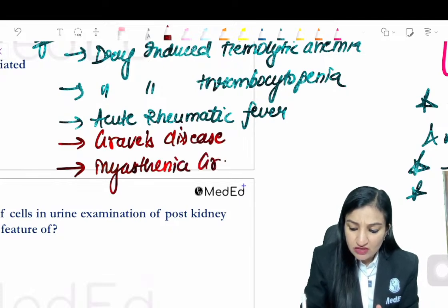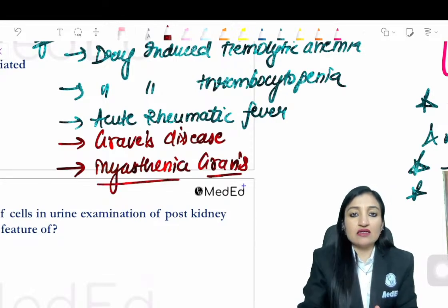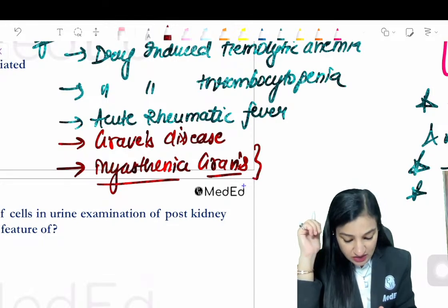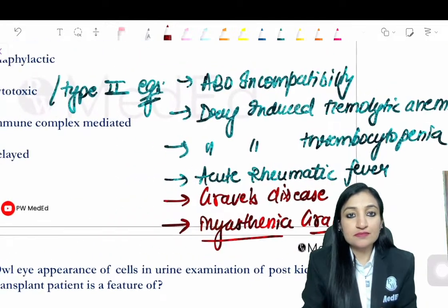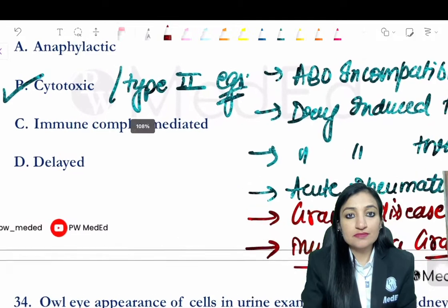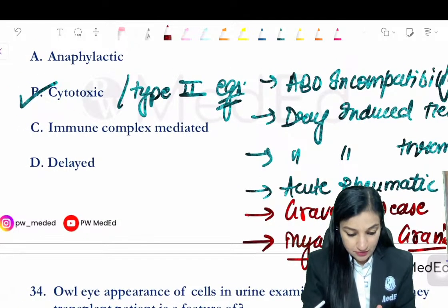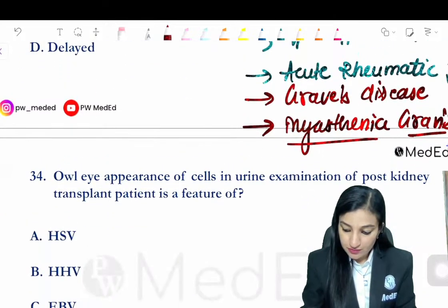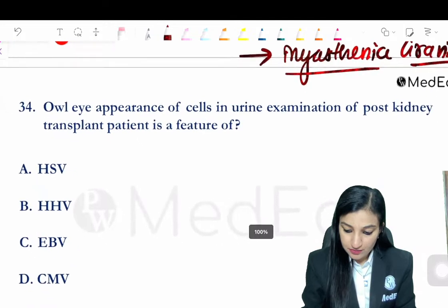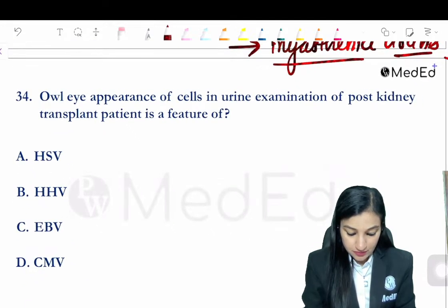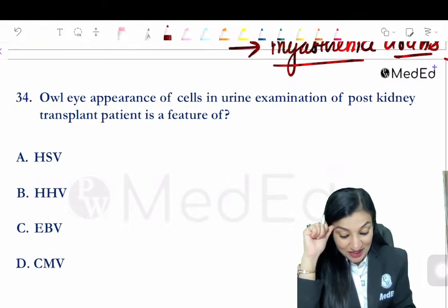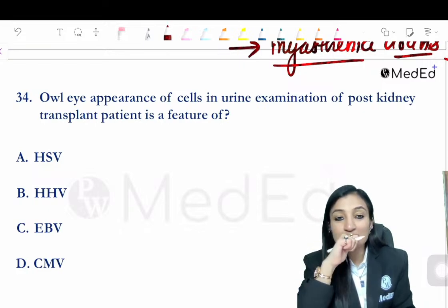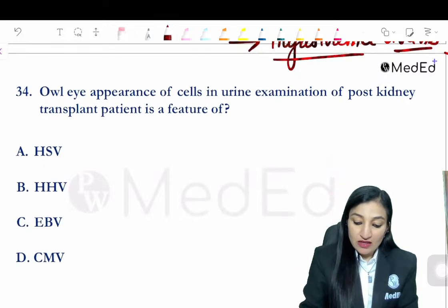myasthenia gravis. Any famous film personality who has suffered from myasthenia gravis? A legendary actor of our country. Yes, absolutely right, Vignesh. Mr. Amitabh Bachchan. Okay. Okay, guys, next question.